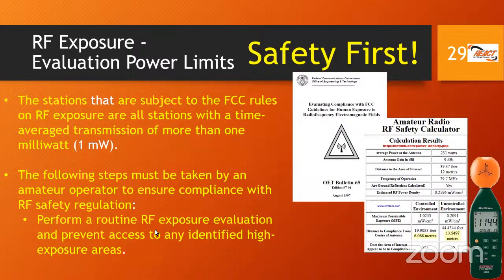And if we have higher than what is expected or acceptable, we need to make sure that we put barriers so that persons will not be able to go into those areas. That's why, for example, on some sites, you will see that it's restricted. It'll say radio frequency present, and you cannot go in there unless the power levels are turned down or the transmitters are turned off, because the exposure limits there are too high after you've done the evaluation.